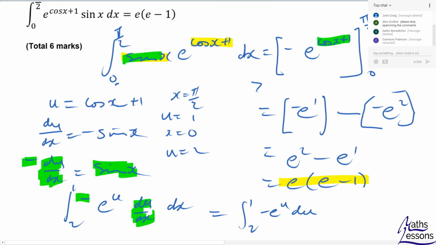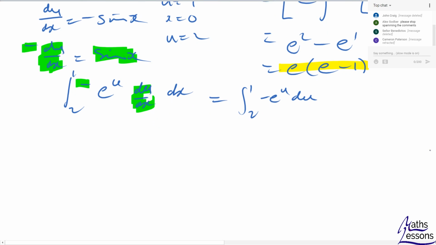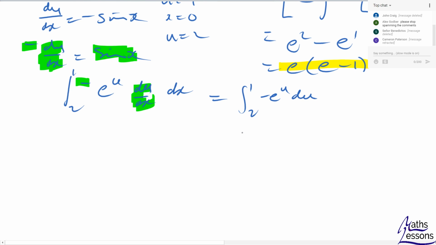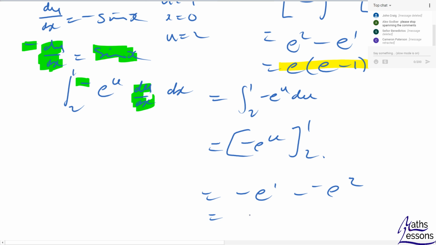Actually, let's just finish it off for completeness. So we put that in. Minus e to the u comes from minus e to the u. Put 1 and 2 in. So we're going to get minus e to the 1 minus minus e to the 2, and that gives us minus e plus e squared, and we can see that's coming out to be exactly the same thing as we had before.